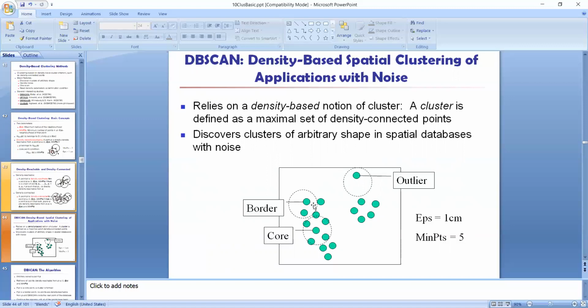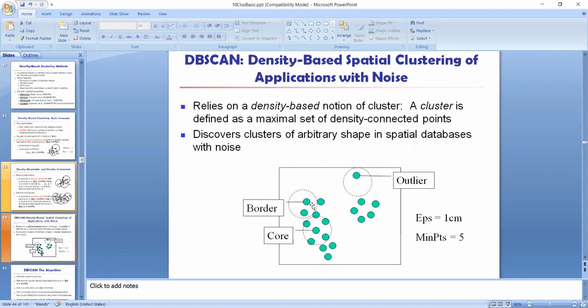So this point we can call a border point, not a core point. It is not satisfying the minimum number of points, so we cannot call it a core point, but instead we can call it a border point. So what is the condition for a point to become a border point? The condition is that it should be within the range of a core point.